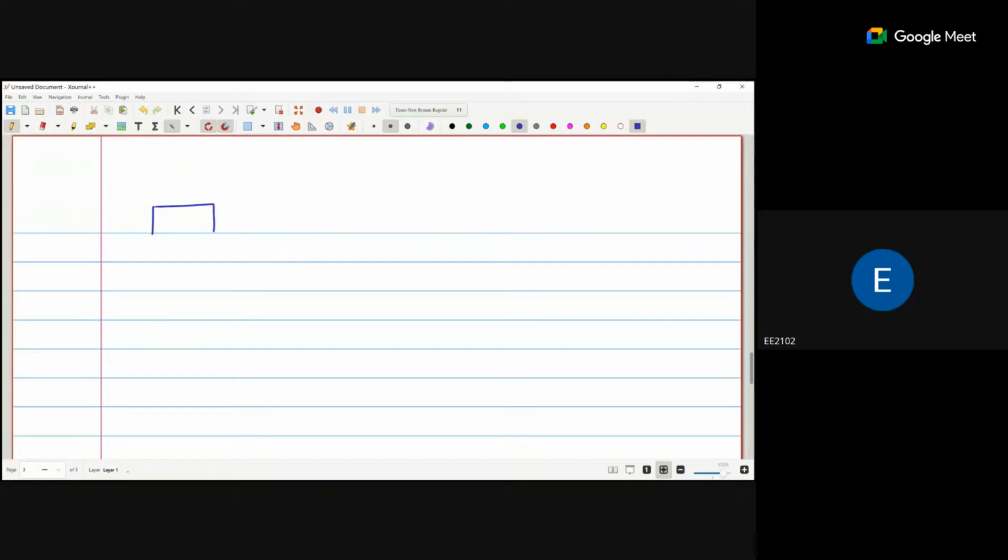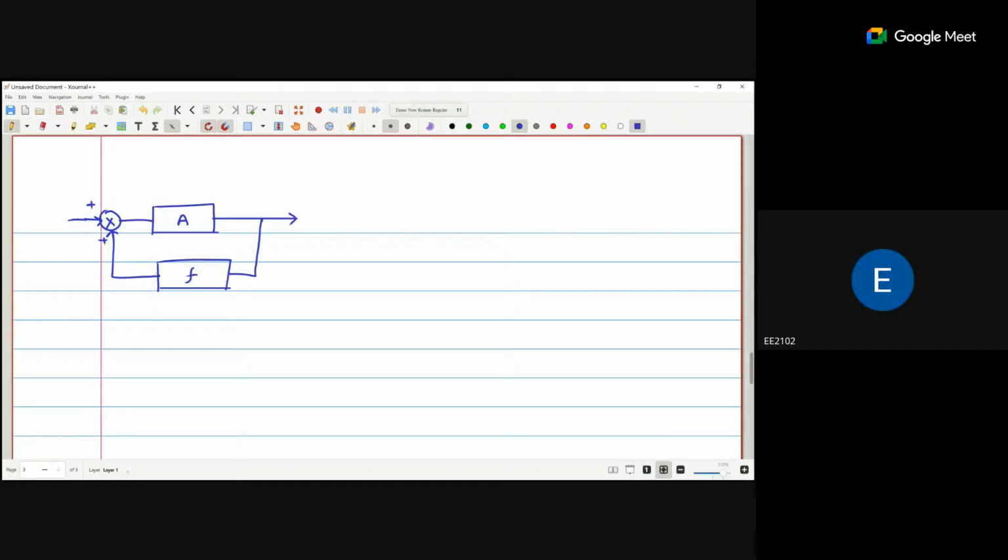Okay. Now, how do we check whether the feedback is negative or positive? So, for example, I'm giving a block diagram. This is the A. This is the F. Okay, how do we identify whether the feedback is positive or negative?